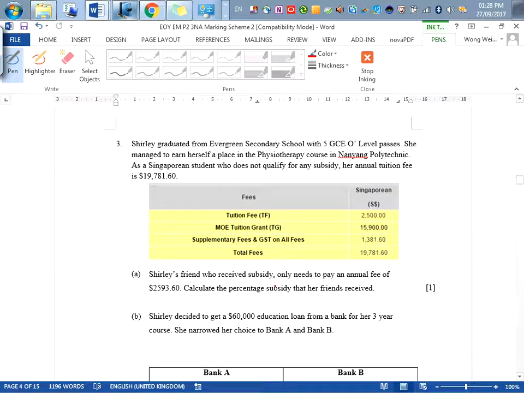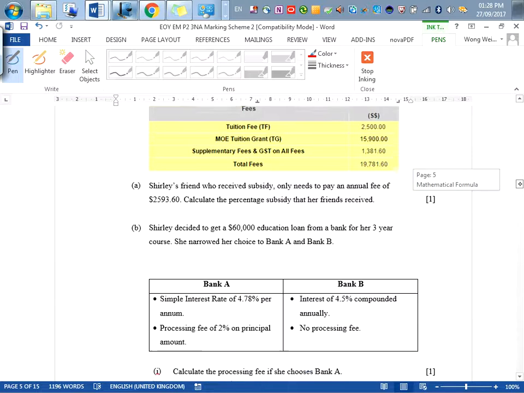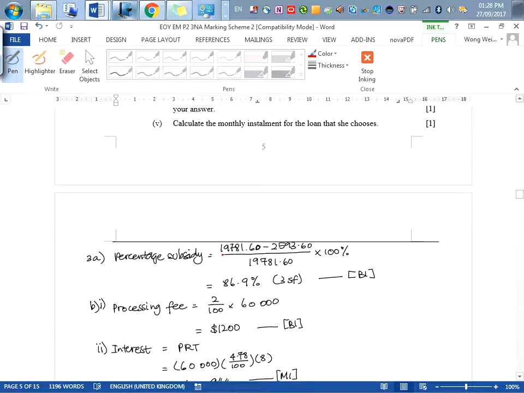All right, now the percentage subsidy that a friend received. We need to find out the discount first. So, original minus final, divided by original. This is the subsidy. Okay, then the processing fee was just 2%. Processing fee is just something that they charge you to earn more money from you, because you make them do work, right? They make you pay them. Okay, 2%, get the value.